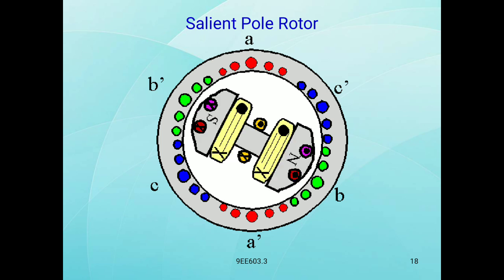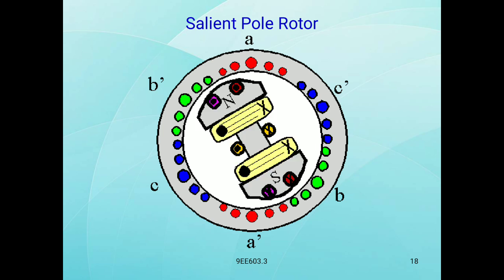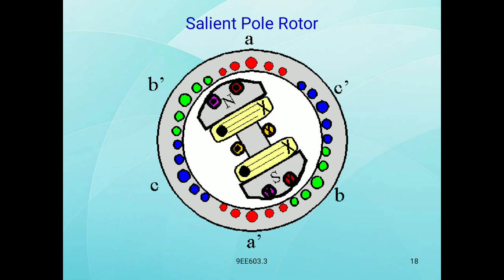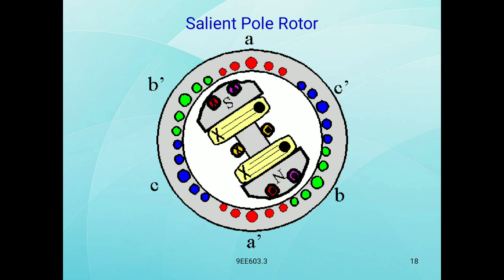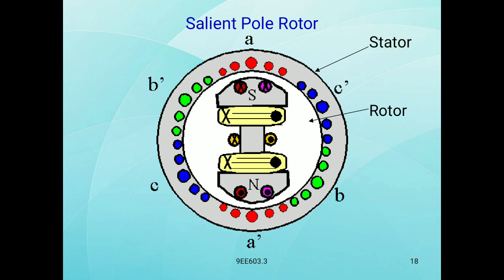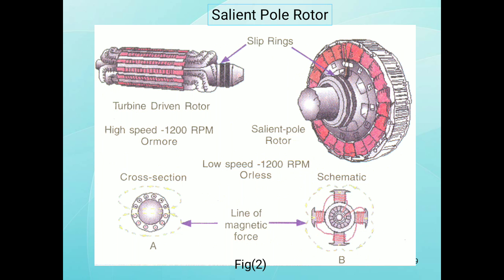This is the salient pole rotor, and how it is rotating. Once again, observe this one. That is the stator, and the rotor is rotating. Salient pole rotors. Here is a turbine driven rotor, with slip rings showing. Salient pole rotor is low speed, 1200 rpm, cross section. The lines of magnetic force are shown in a schematic.